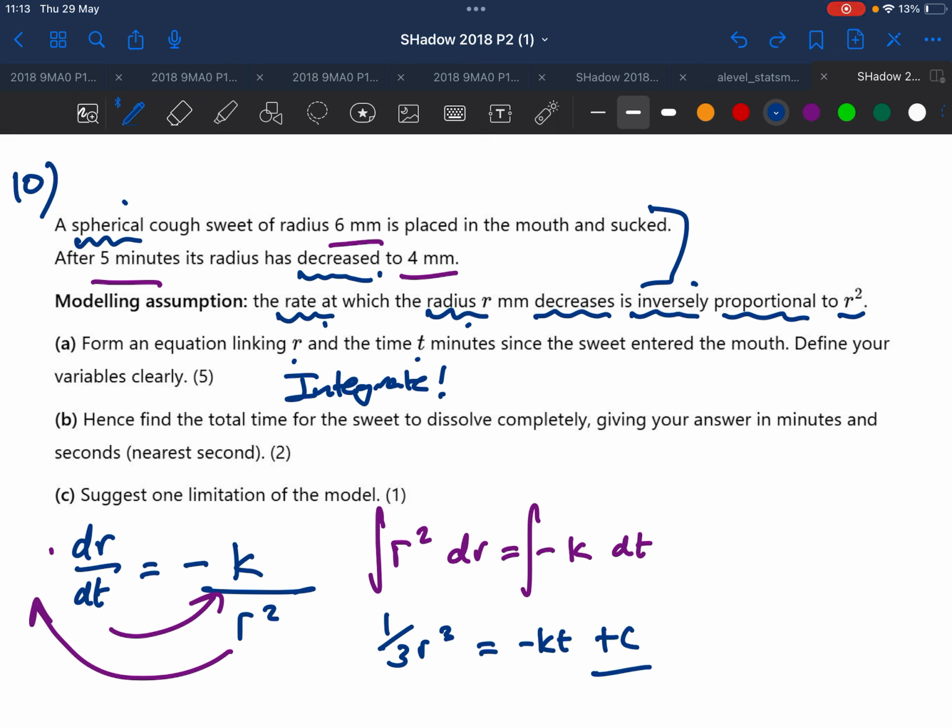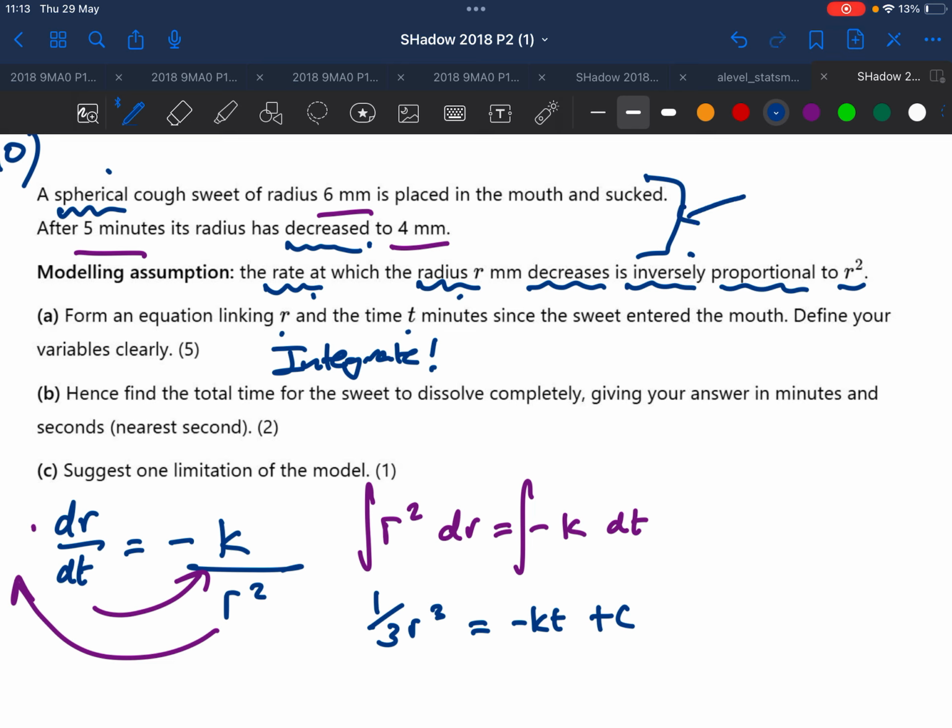So I've got this one here, and the idea is now that I should try and find out what k and what c are. I reckon this bit of information up here is going to be helpful: placed into the mouth. I think this is t equals 0, isn't it? So this is somebody's way of saying when t is 0, r is 6. Just scanning the units, yeah. So if I do a third of 6 cubed, it should be equal to minus k times 0, so it should be equal to just c. So this is going to give us our c value.